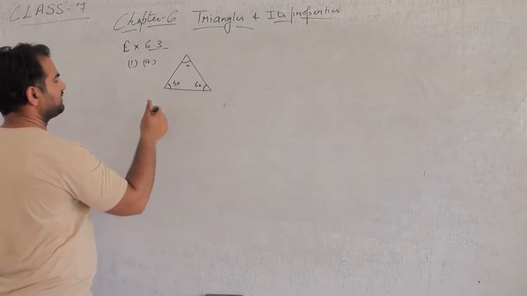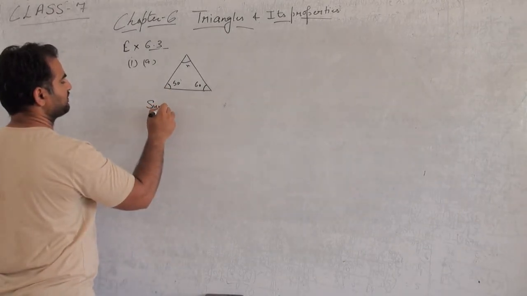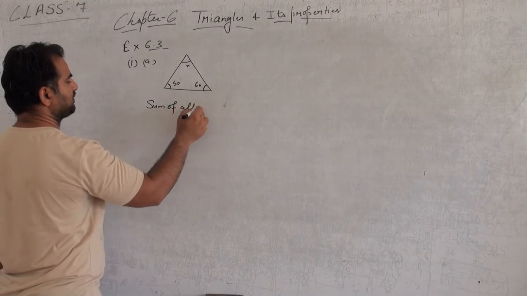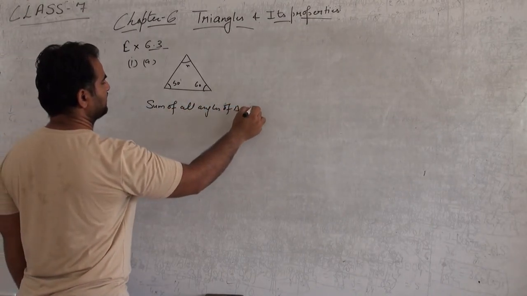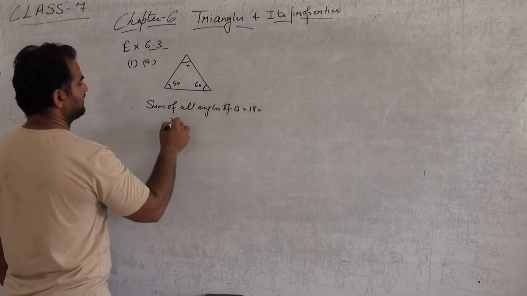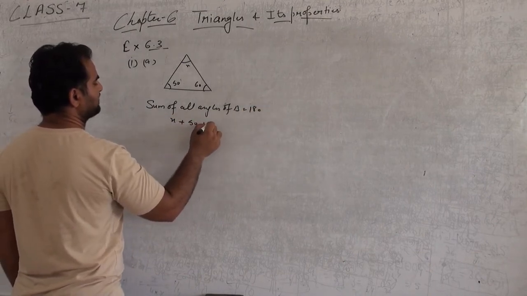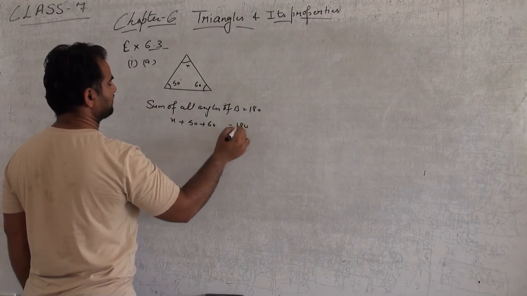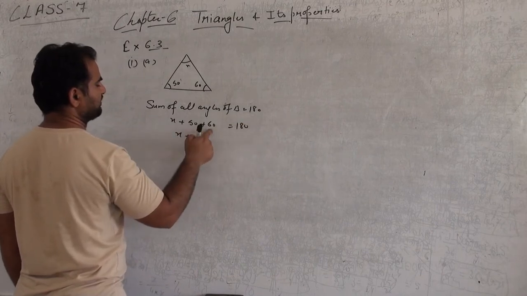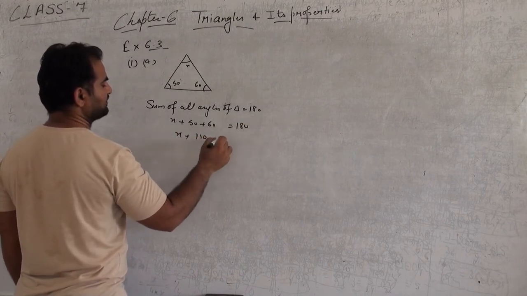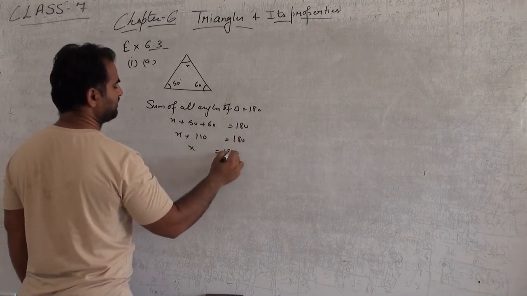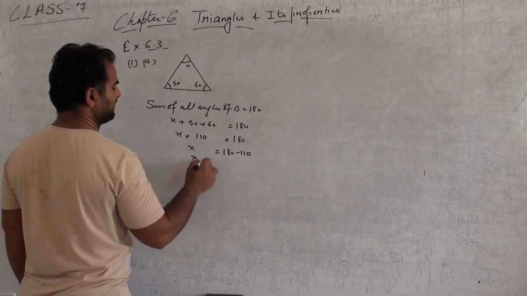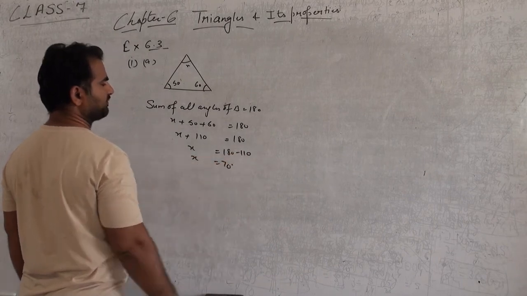So we can say that sum of all angles of a triangle equals to 180 degree. So x plus 50 plus 60 equals to 180. X plus, what is 60 plus 50? 110 equals 180. So x will be 180 minus 110. X will be 70 degree.